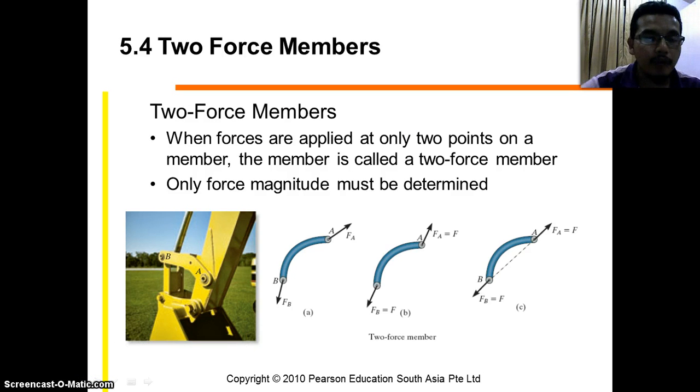Finally, this is the last topic in our chapter on equilibrium of rigid body: the two force member. What do we mean by a two force member? When forces are applied at only 2 points on a member, the member is called a two force member. Only force magnitude must be determined. For example, here we have a cable with two forces, force A in this direction and force B in this direction.